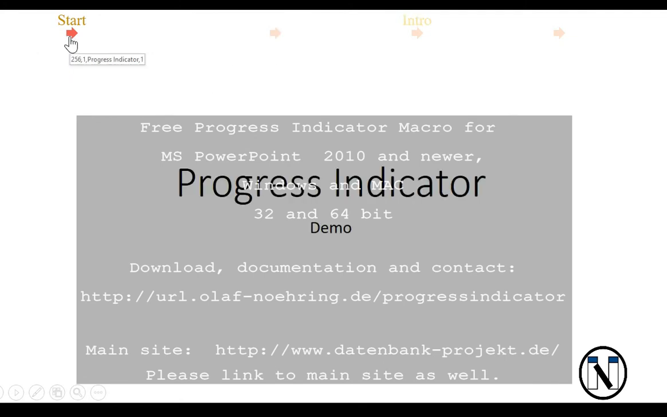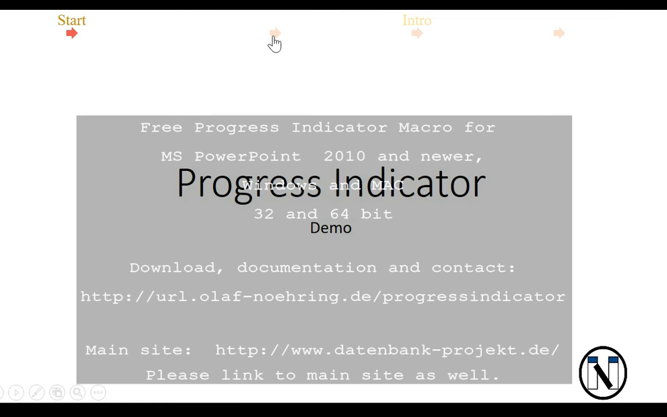I press over here and jump to the first slide, and you see there is a nice title. Don't mind that 256 is the internal ID. 1 is the first slide, and progress indicator is the title of this slide. So there are 1, 2, 3, 4 visible slides, so this has 4 at the end. Visible slides is not really correct.